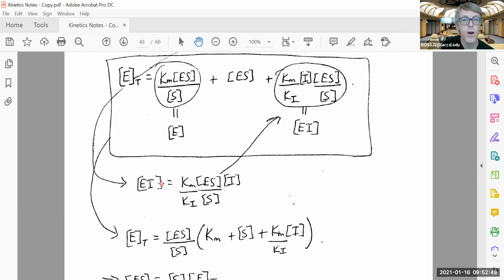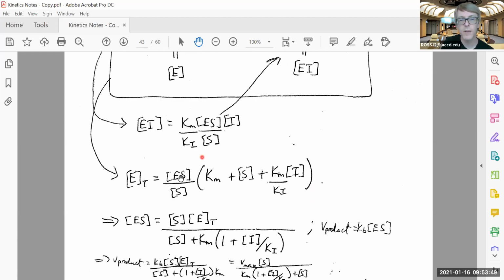Moving on, we have our expression for EI, which we've just rewritten. Then we factor out ES over S. If we look at this carefully, ET, the total enzyme concentration, is ES over S multiplied by Km, which returns this term. Then we multiply by S. The S's cancel, so we're left with just ES, which gives us this term. Then we multiply by KmI over Ki, and we return this term. So this setup is the same as the boxed equation, but we factored out ES over S.